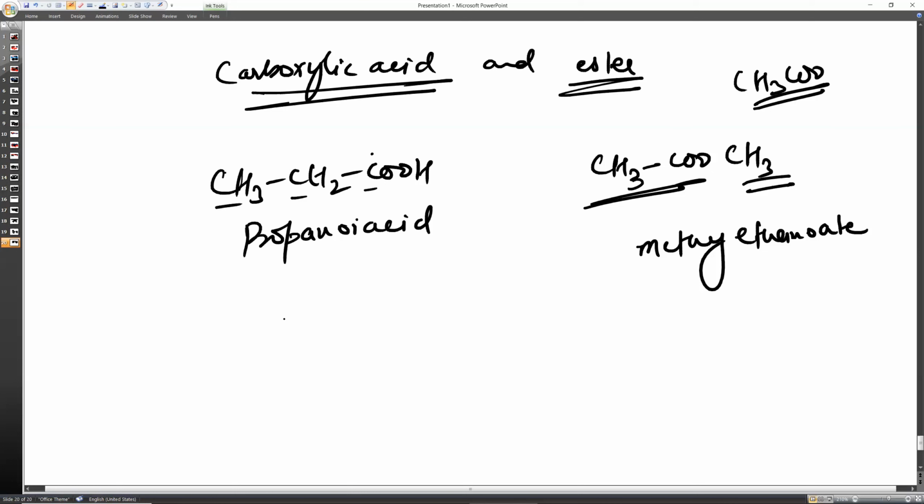1, 2, 3, 3 carbons. How many hydrogens are there? 2, 3 and 2, 5 and 1, 6. And then O2. So here is C3H6O2. They both have 3 carbons, 6 hydrogens and 2 oxygens.